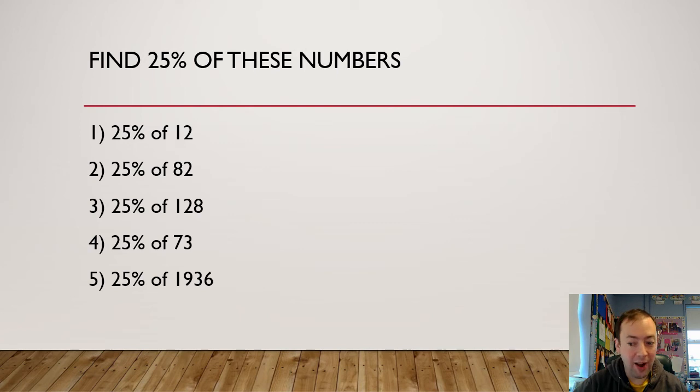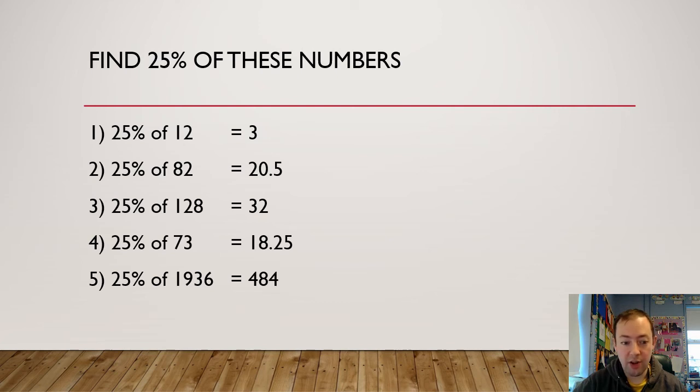And here are your answers. So 25% of 12, 3. 25% of 82, 20.5. 25% of 128, 32. 25% of 73, 18.25. 25% of 1936, 484.